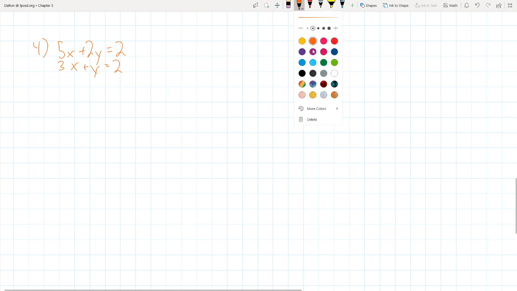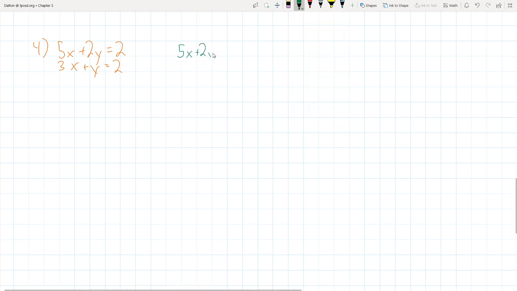So I'm going to write these again, and we're going to solve for them. I have 5x plus 2y equals 2. I want to get y by itself, so I'm going to subtract 5x from both sides. So I get 2y equals negative 5x plus 2. Divide everything by 2. I get y equals negative 5/2 x, and leave these as a fraction. Don't try and change these into a decimal. It just makes life a lot easier. Plus 1.